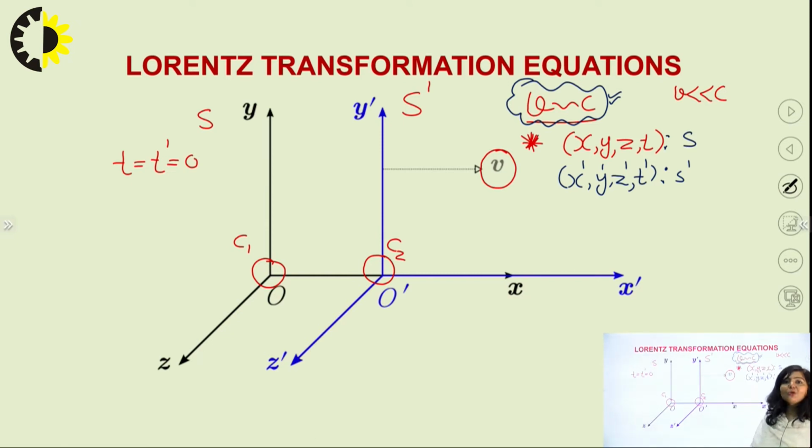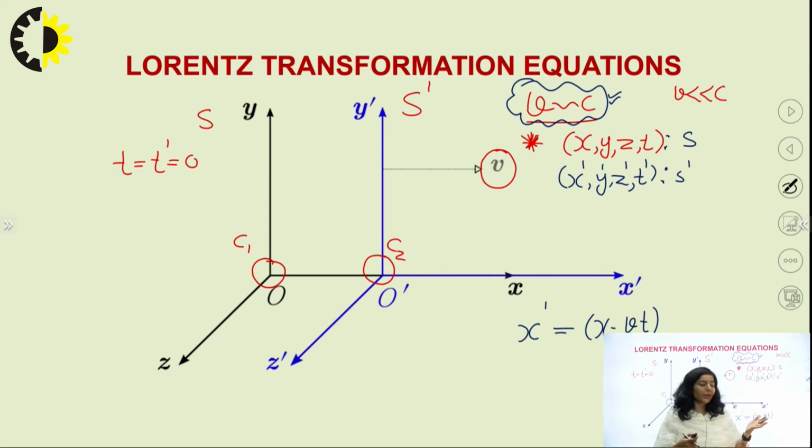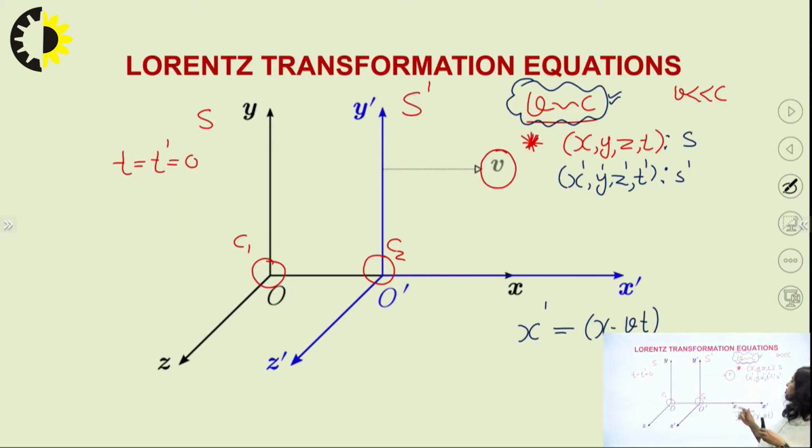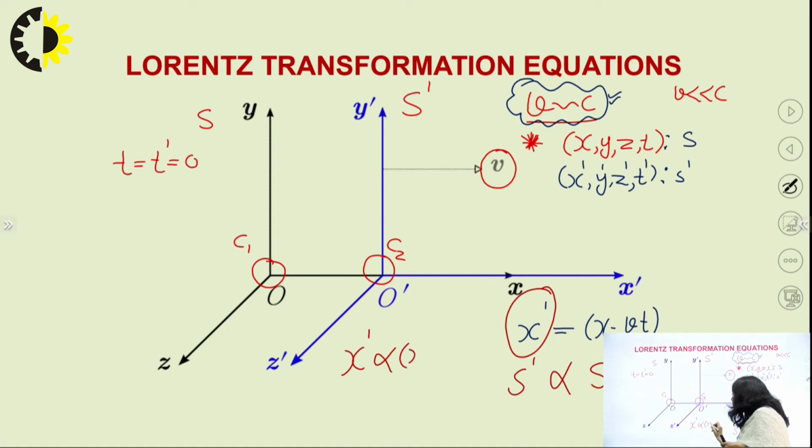In classical mechanics, or simply without any relativistic effect, you know that x dash is x minus vt. That is the case of classical mechanics. But in relativistic mechanics, you have a different scenario, which was proposed by Lorentz. According to Lorentz, this x dash is not x minus vt, but x dash is proportional to x minus vt. If I am taking x dash, then it is in the S dash frame. So instead of x dash equal to x minus vt, we have x dash proportional to x minus vt.